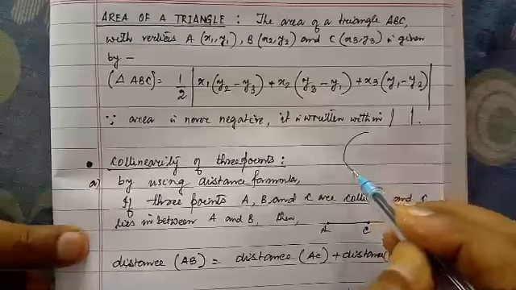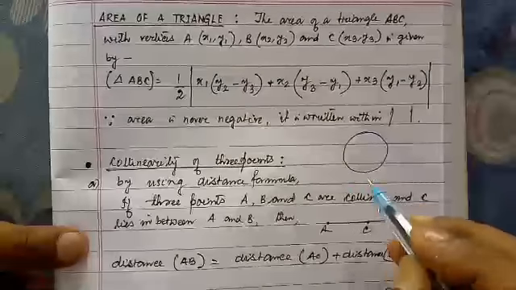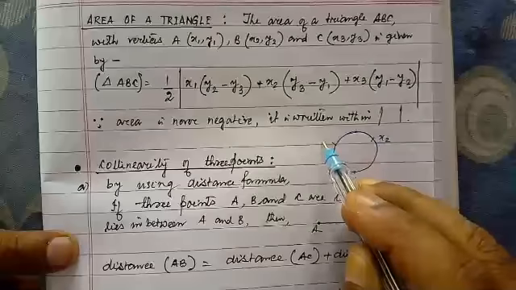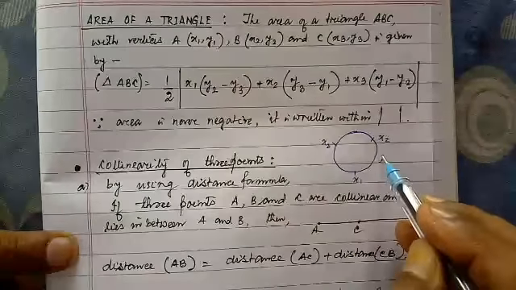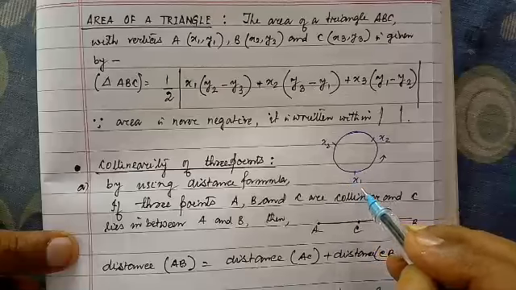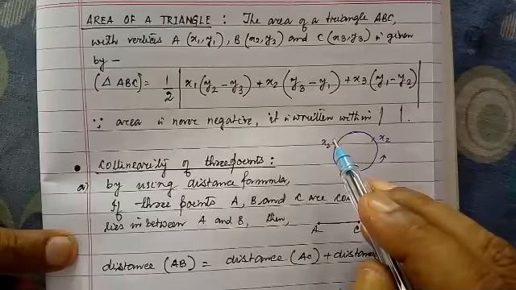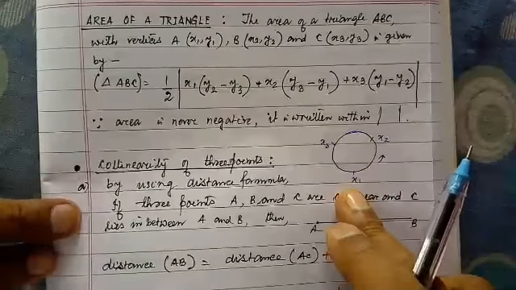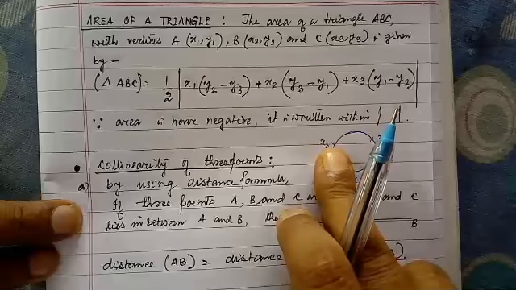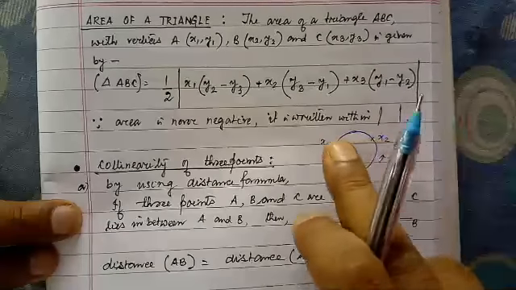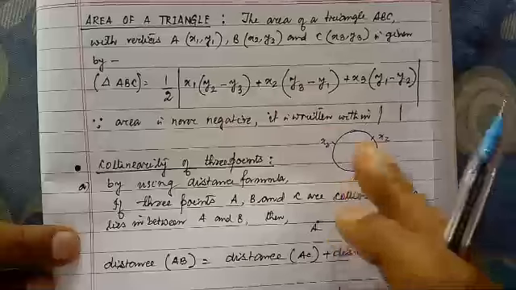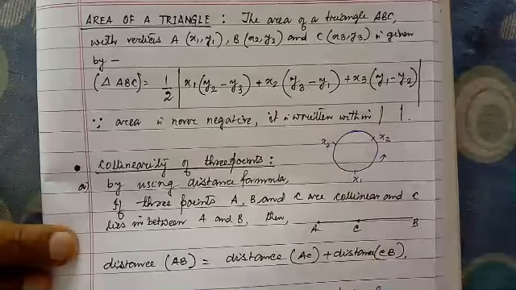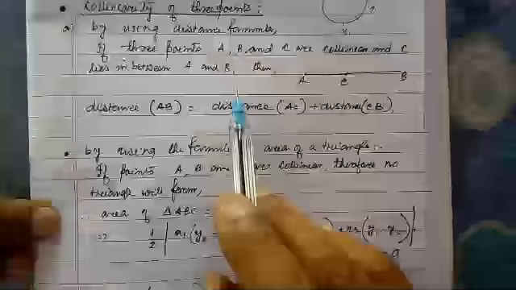How to remember the area of the triangle? Let us draw a circle. Say this is x1, this is x2, this is x3. We will move in this direction. The first one we read as x, and the next two we read as y with a minus sign between them. So x1 into (y2 minus y3) plus x2 into (y3 minus y1) plus x3 into (y1 minus y2). This is very easy to remember.